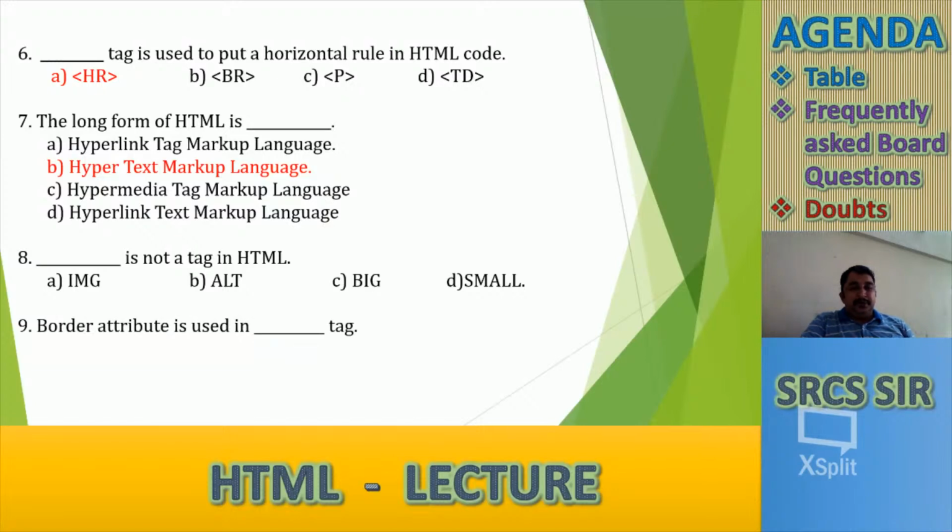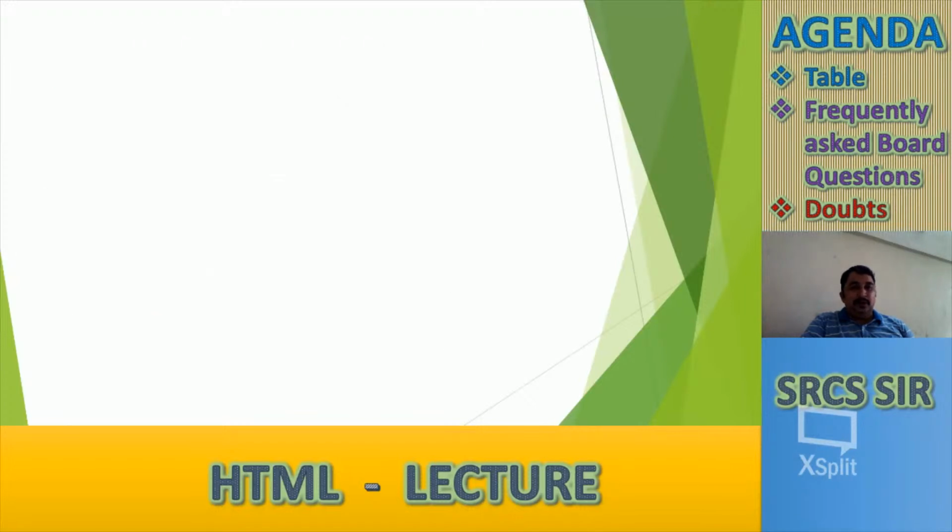Border attribute is used in which tag? Just now we have seen in an example. Border attribute is used in which tag? Table. Image. Image में where it is border. Table. Good. Table is the correct answer. Fine. We'll move on to the next question.